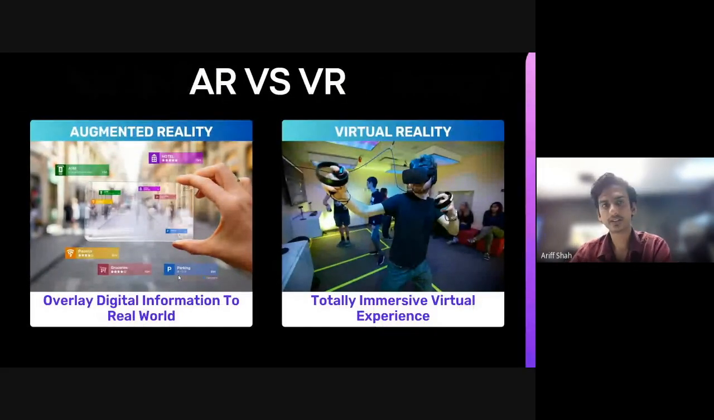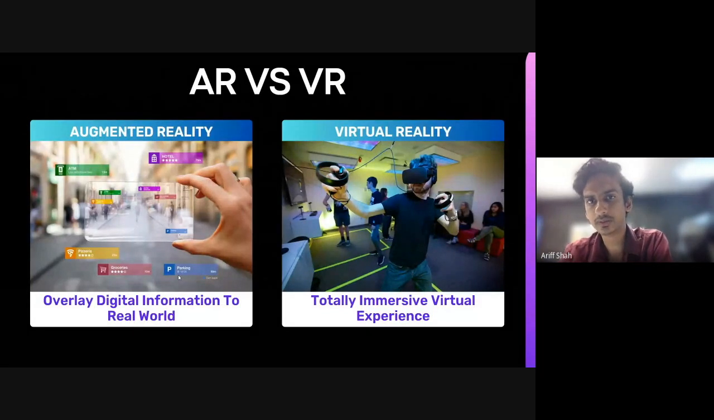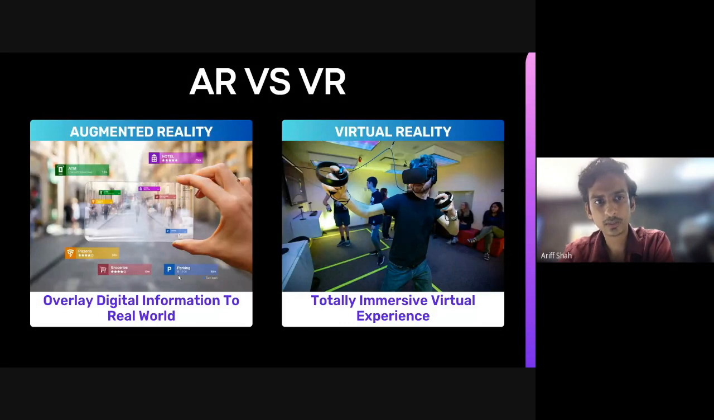It's a bit different from virtual reality, which is VR. Augmented reality overlays digital information onto the real world, but virtual reality is a 100% totally immersive virtual experience. So augmented reality is like 50-50, half real, half digital, whereas virtual reality is a 100% virtual experience.